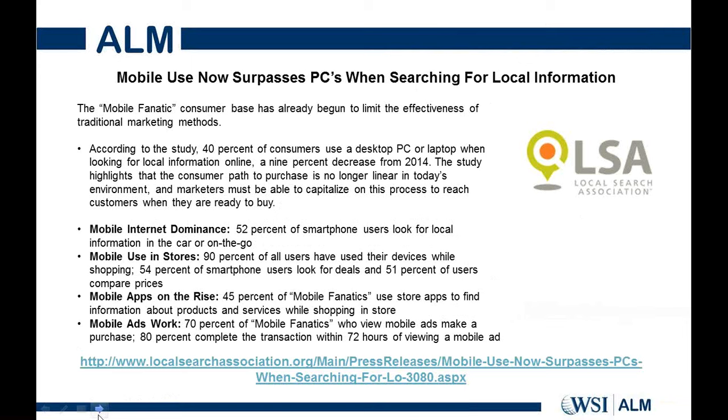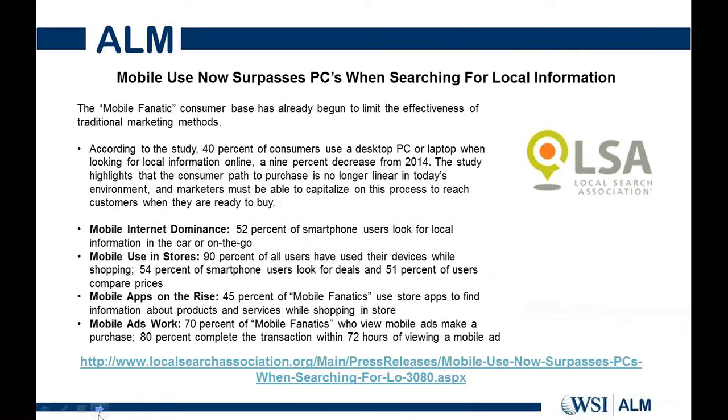So we become not just individuals that drive traffic and do conversion rate optimization, but now we have to go a little bit deeper and understand path to purchase behavior. So that's the next level where we as digital marketers have to move through. And here are some of the other stats that they show. 52% of smartphone users look for local information in the car or on the go. So again, mobile internet dominance. Mobile use in stores, that's what I was referring to a few minutes back. 90% of all users have used their devices while shopping. 90%. 54% of smartphone users look for deals, and 51% of users compare prices.